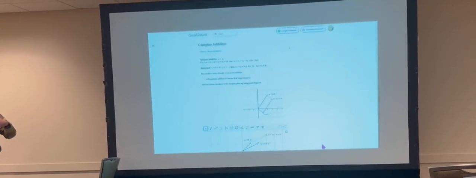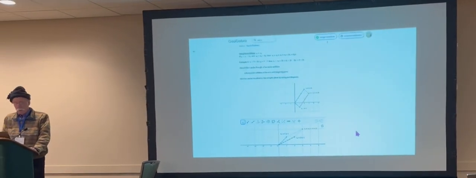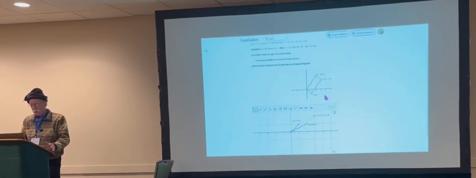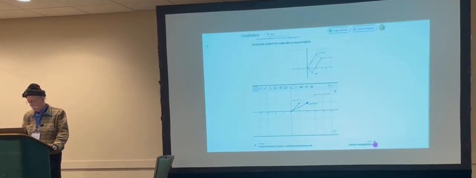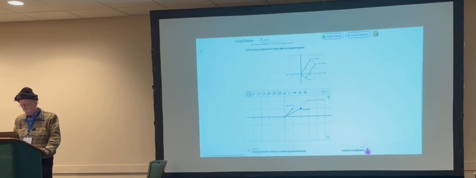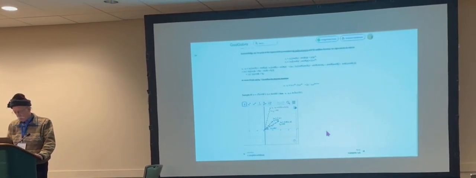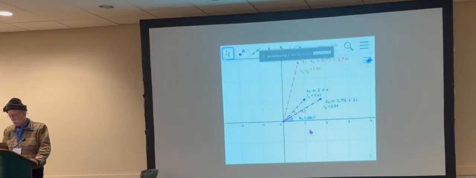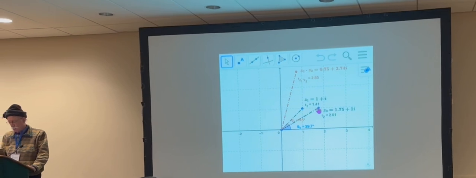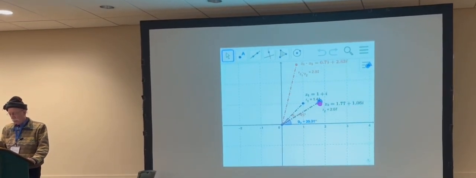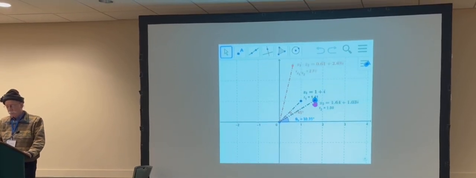All right, so now let's review quickly some of the geometry of complex arithmetic. So complex addition is vector addition. You see that here. Complex multiplication. This is what it looks like. So complex multiplication, you add the angles and multiply the lengths.